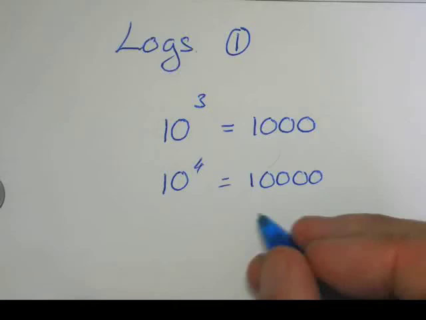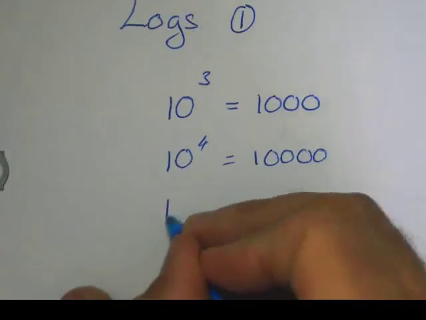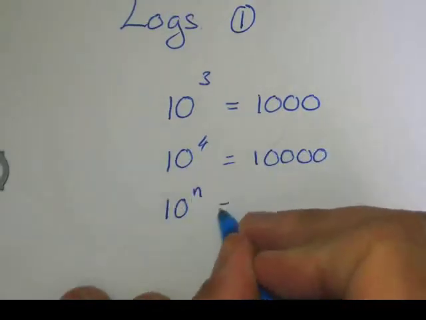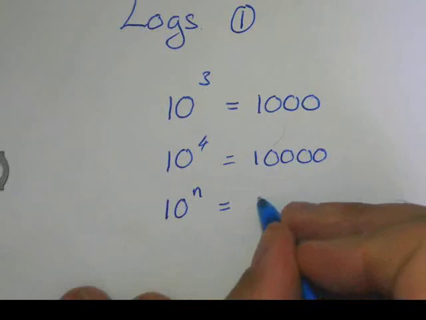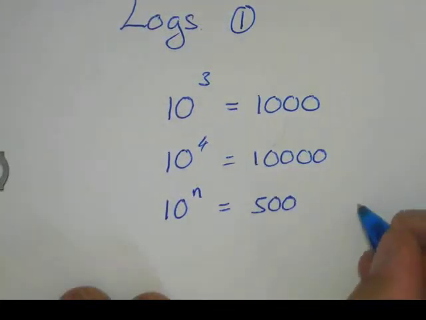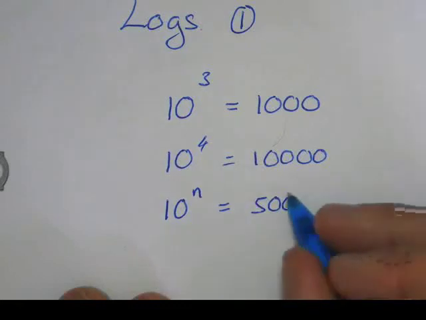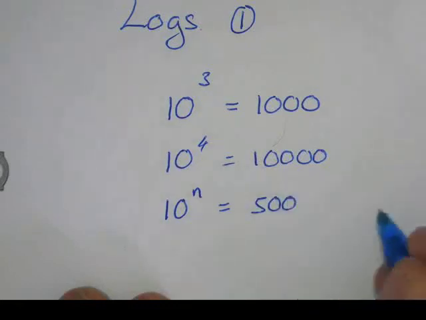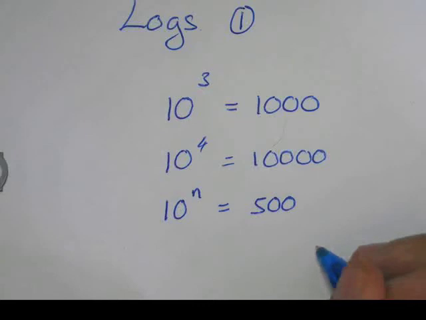What happens if we're trying to do 10 to the power of n equals, say, 500? Well, we know the answer is going to be between 2 and 3, because 10 to the power of 2 is 100, and 10 to the power of 3 is 1,000. So there's going to be something in the middle, isn't it?